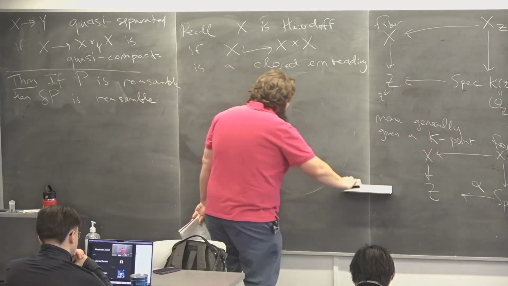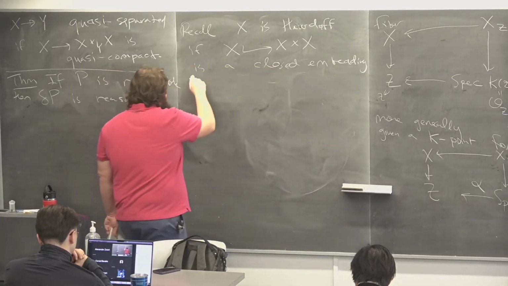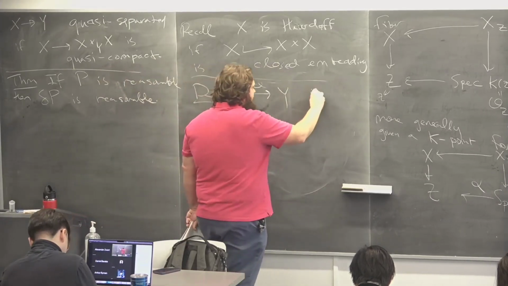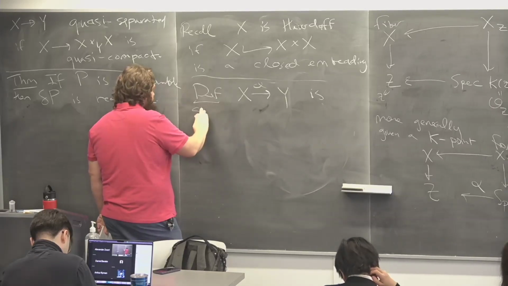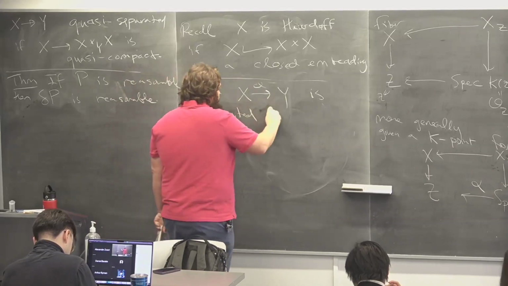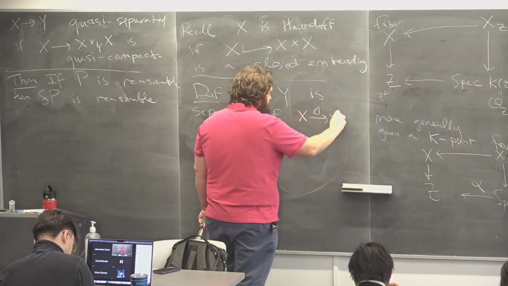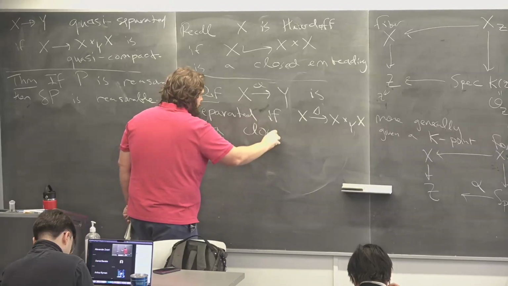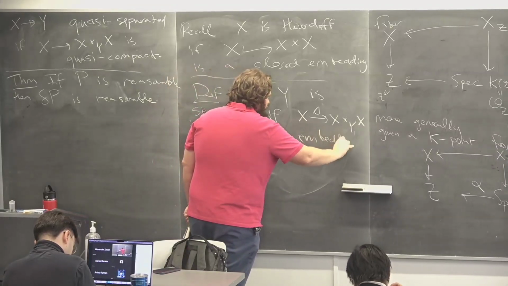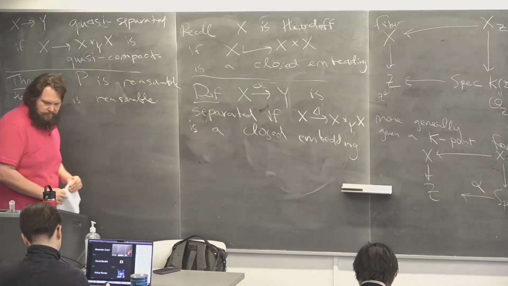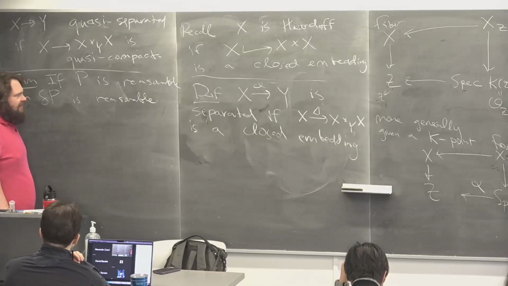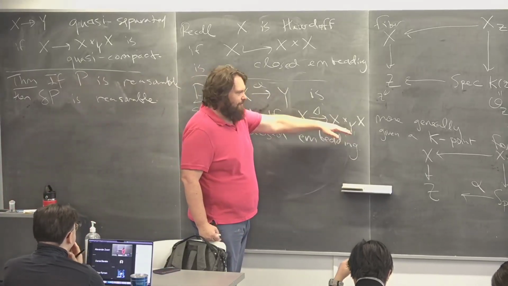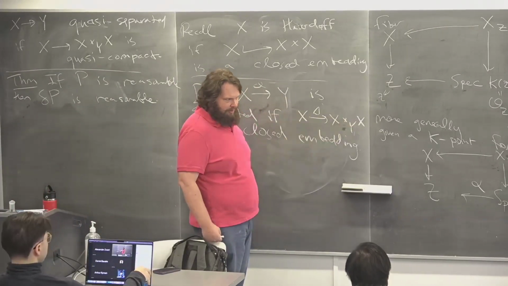So the right generalization of Hausdorff, which again, for weird historical reasons, we don't call Hausdorff, we call separated. So a morphism from X to Y is separated if the diagonal from X into this fiber product is a closed embedding. And the reason that this is not the same as asking whether the underlying space is Hausdorff has to do with thinking about a totally different notion of closed here from the product topology.